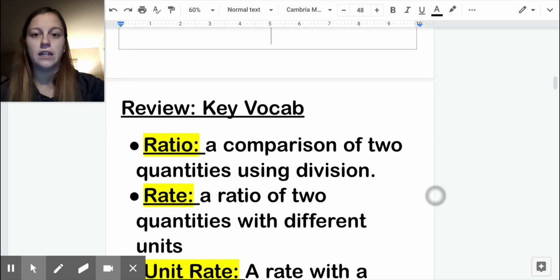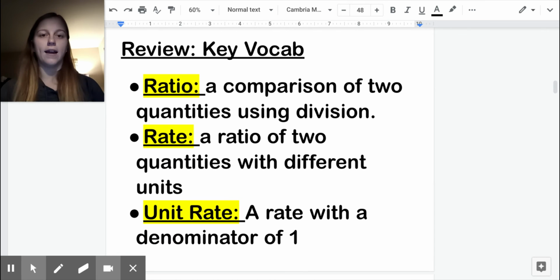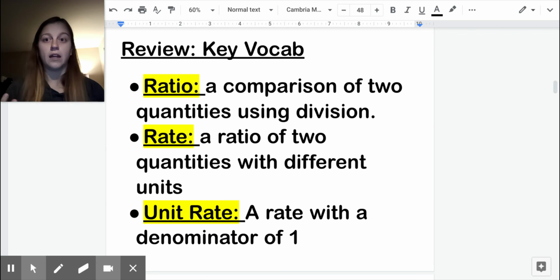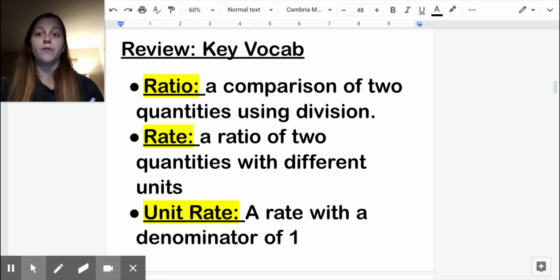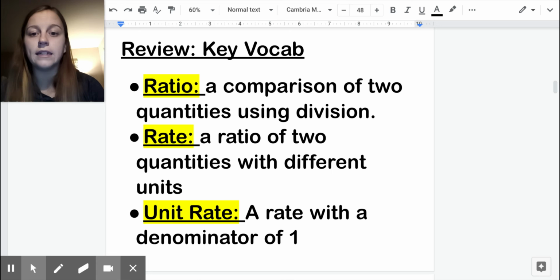All right, here's some key vocabulary. You should write this down in your notebook. Again, you should take notes and copy this down into your notebook. A ratio is a comparison of two quantities using division. So for example, 8 dogs to 24 cats. Okay, maybe in a shelter, maybe you're saying our ratio of dogs to cats is for every 8 dogs, I have 24 cats. Okay. A rate is a quantity using different divisions.